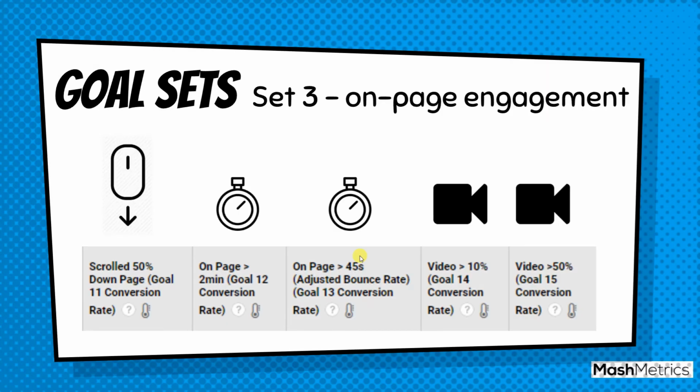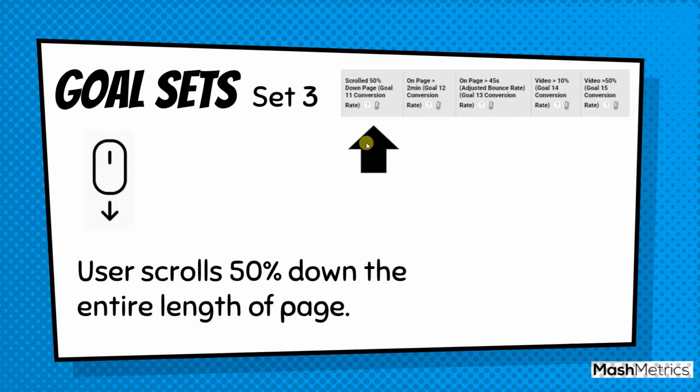Now those were all things users do on a page. Now let's look at how they engage within a page. First we have the user scrolled 50% down a page. That states basically exactly what it means. Now this may vary depending upon your average page length and is best reviewed on a page-by-page basis.